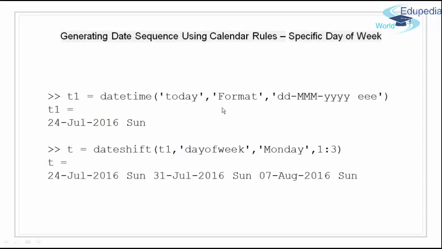The first input to dateshift is always the datetime array from which you want to generate a sequence. I have specified day of the week as the second input to indicate that datetime values in the output sequence must fall on a specific day of the week. So starting from today, the dateshift function will return us the next 2 Sundays, hence completing our 3 element array. We got 24th July today as a Sunday, then 31st July that is next week Sunday, and 7th August that is the Sunday after next.